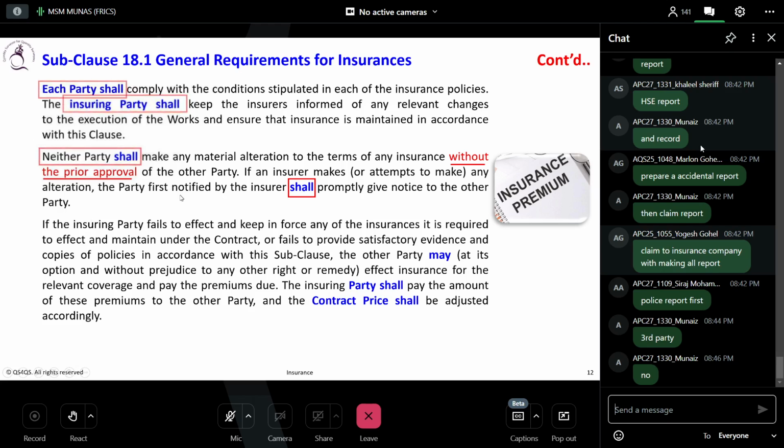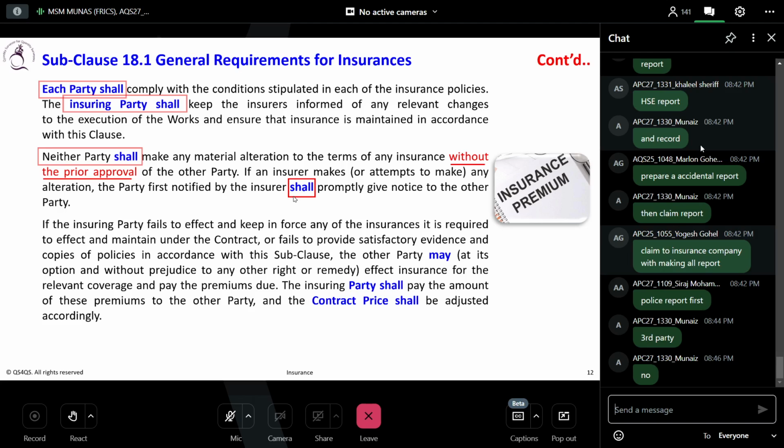So what will happen? Sometimes the insurance company itself is changing the terms and conditions. So in that case, the insurance company is supposed to notify both parties. But in some scenarios, if it is a joint venture or joint insurance, both parties will get the notification from the insurance company. Let's say the contractor insured the project. Now the insurance company will inform whom? What do you think? Any changes they are making in the insurance policy?